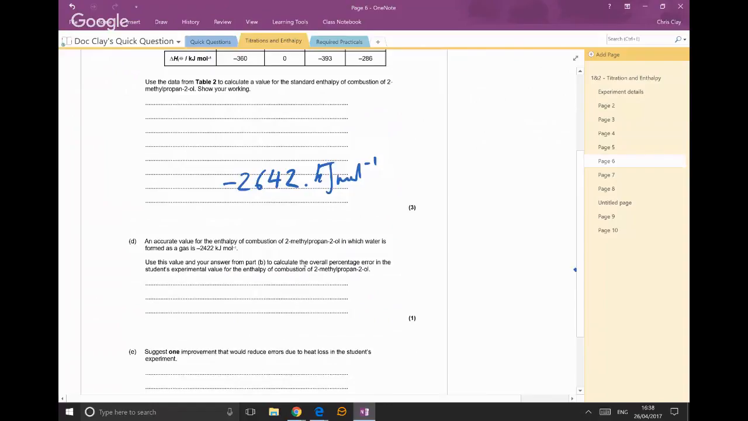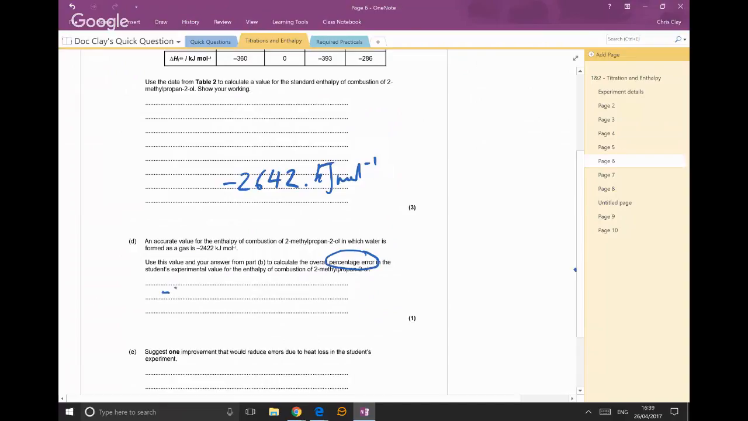that we're asking for. Again, here we've got the overall percentage error. So remember, rather than percentage error, we're probably dealing here with percentage uncertainty in the experiment, rather than, as we've been seeing in previous years, talking about percentage errors with percentage uncertainty. So using the value and answer from part B to calculate the overall percentage error of the student's experiment value for the other of. So we've got minus 2422 is the accurate.